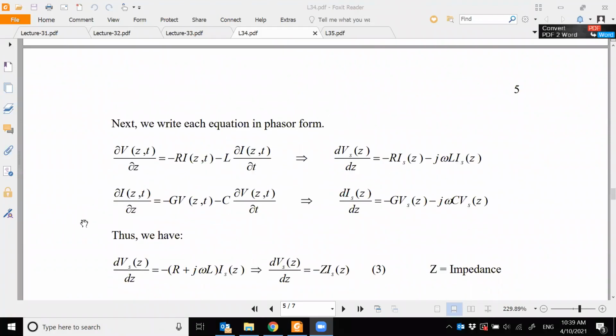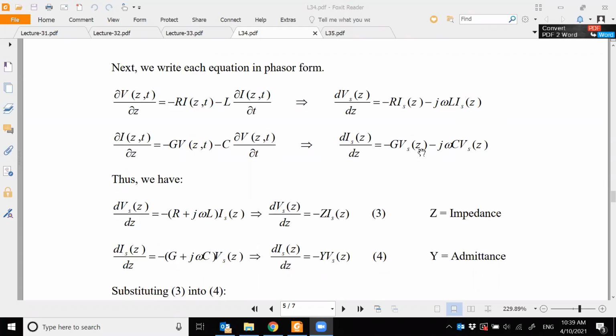So if I change this to phasors, then what will happen? Now I'm representing V of z, t as the phasor Vs of z, and I of z, t as the phasor Is of z. And therefore this is the time derivative, so the time derivative will be converted to just multiplication by j omega. So it is j omega L Is of z, and similarly we will do it. So now these are the two equations which we need to solve.